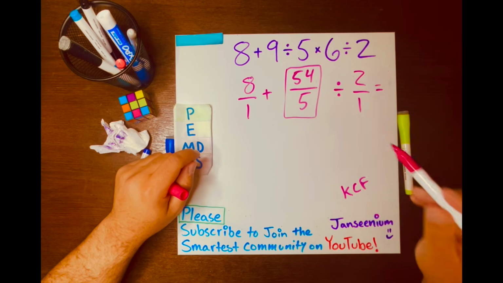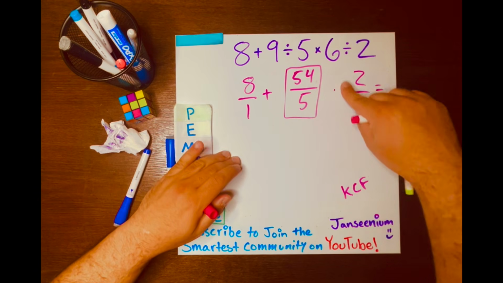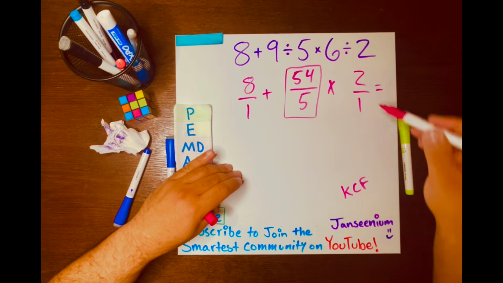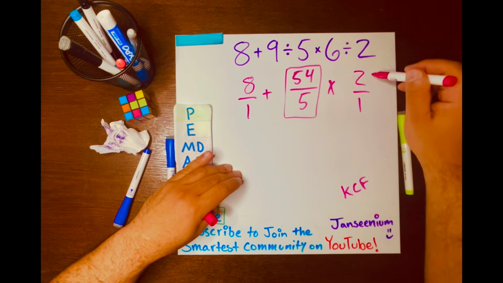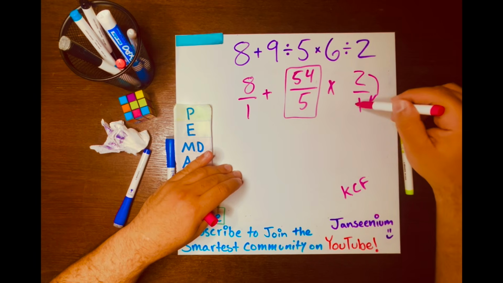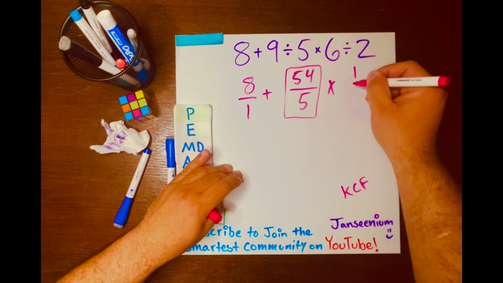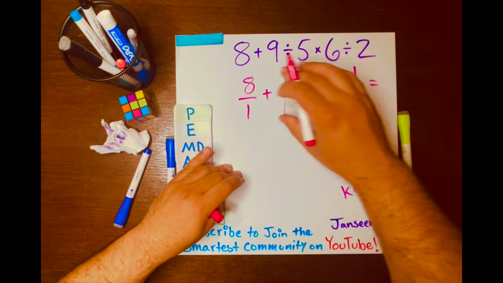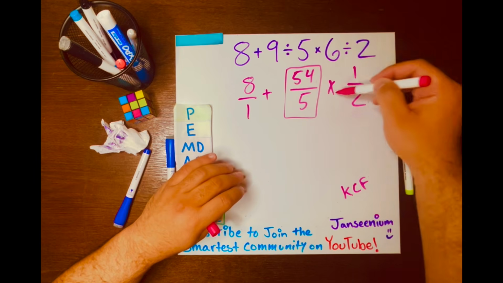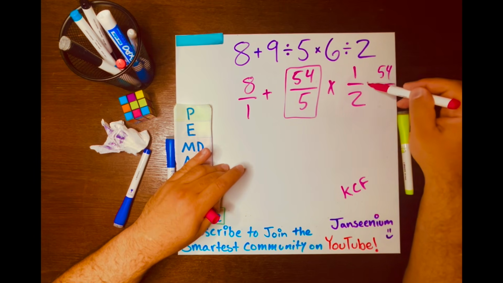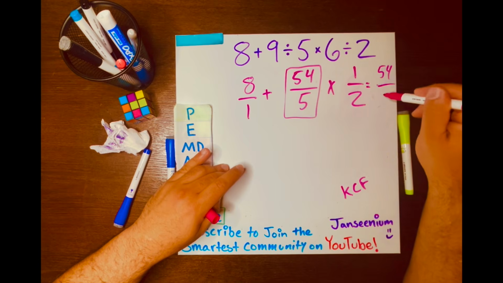Next, C for change. You change division to multiplication. And lastly, F for flip. So you flip the fraction. So the 2 goes below the fraction bar and the 1 goes above the fraction bar. So it'll be written 1 over 2. Next, multiply across. 54 times 1 is 54 over 5 times 2 is 10.